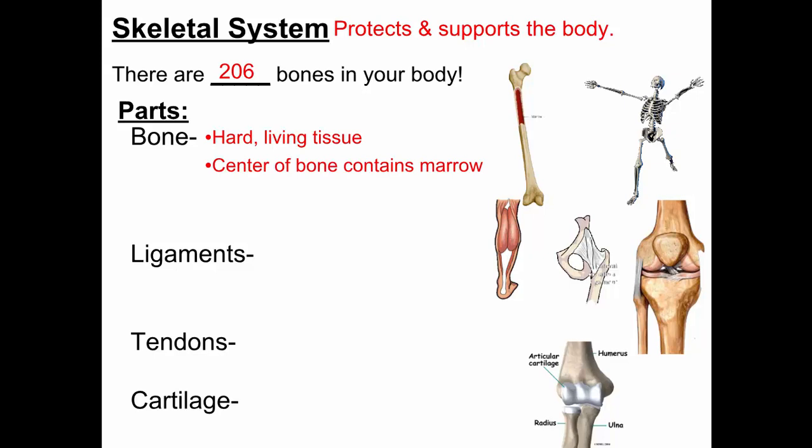In the middle of our bones, there is a substance called bone marrow. The bone marrow is really important, especially in our circulatory system, because it helps to produce our blood cells. They're made within our bones.